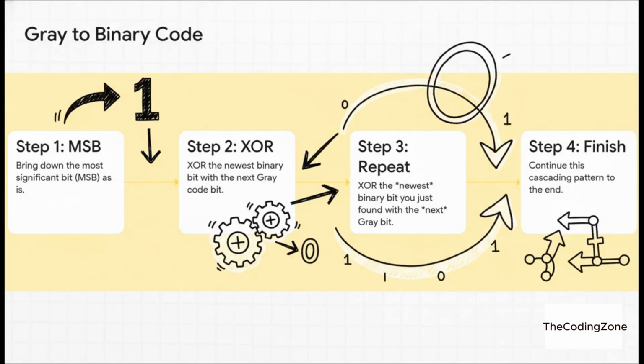Now, going back from gray code to binary is just as logical, but with a little twist. Again, that first bit just comes straight down, no change. But after that, it's kind of like a chain reaction. You XOR the binary bit you just figured out with the next bit over in the gray code. That gives you your next binary bit. Then you use that result with the next gray code bit, and so on. It's this cool cascading effect where each answer helps you get the next one.